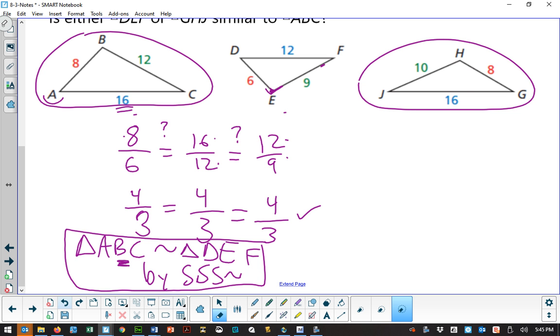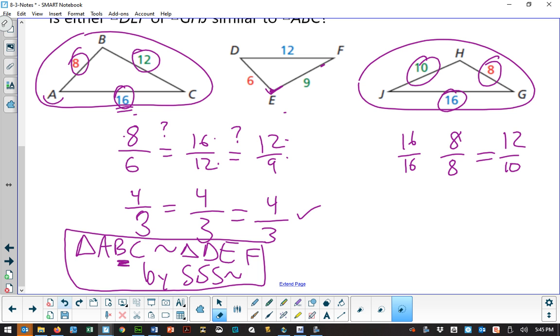Now, if we check, are these two similar here? Let's do a quick check. Let's compare the longest side, 16 to 16. Well, that's the same. Compare the smallest sides, 8 to 8. Hey, that's looking good. Compare the medium sides, 12 to 10. Those are definitely not equal. These are equal over here, but these are not similar because they don't have the same ratio. So it doesn't pass the test.